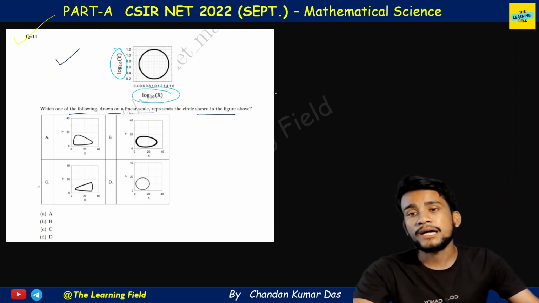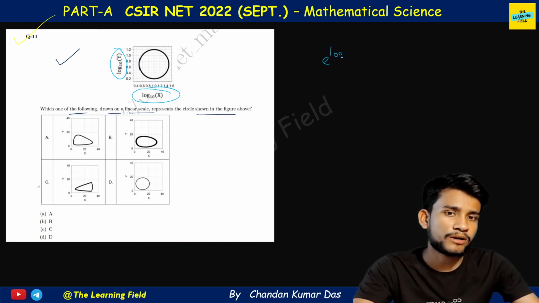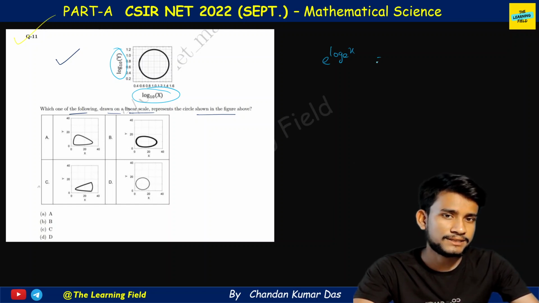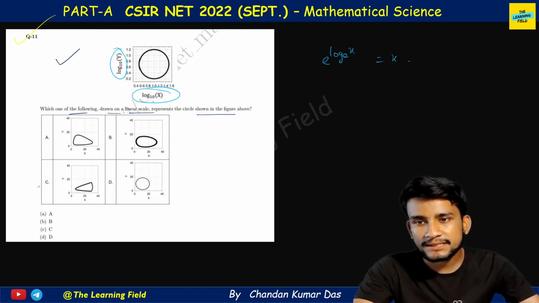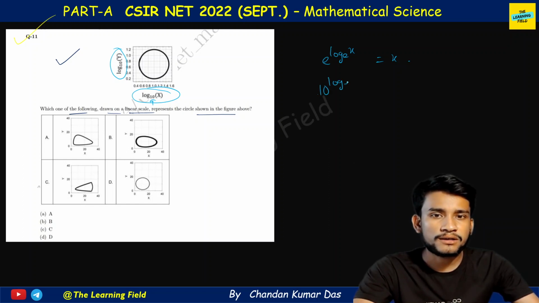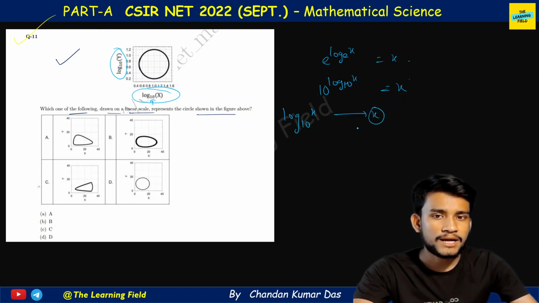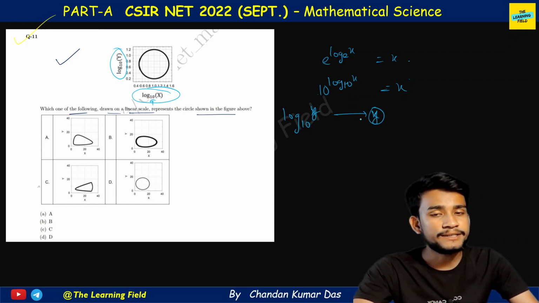Okay, now we know that exponential power log, e base x is equal to simply x, and here the base is 10, therefore 10 to the power log 10 base x is equal to simply x. We need to convert this log 10 to the power x to simple x. So this is the linear function, and log 10 to the power y to y, which is the linear scale.